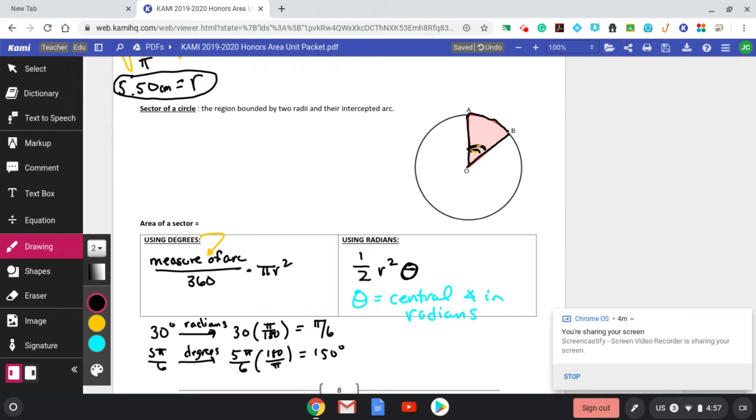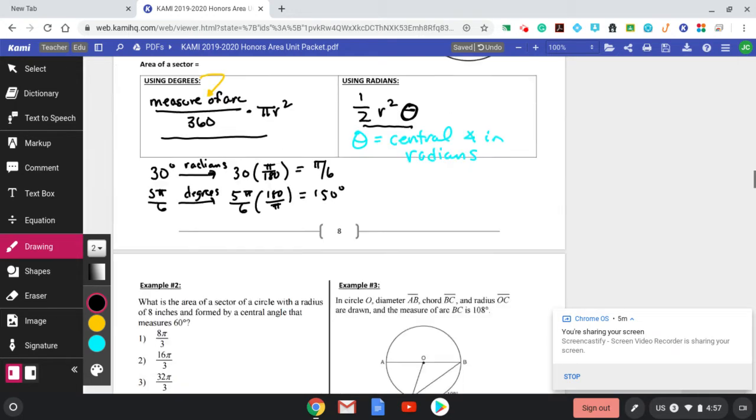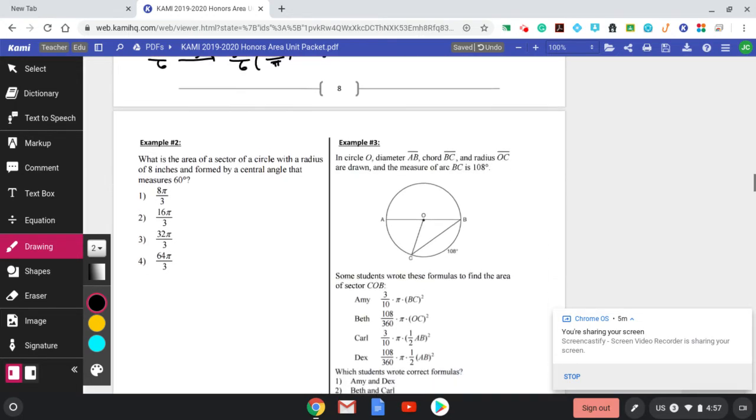Because this formula, the 1/2 r squared theta, can only be used if you have radians as your angle, and measure of the arc over 360 times pi r squared can only be used if you have degrees. For the purpose of these notes, I'm going to use whatever's given to me. So if I'm given radians, I'm going to use the radian formula. If I'm given degrees, I'm going to use the degree formula. Just a heads up on that as we continue on through these notes.